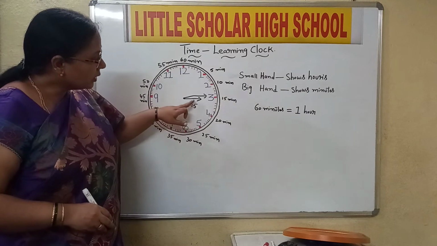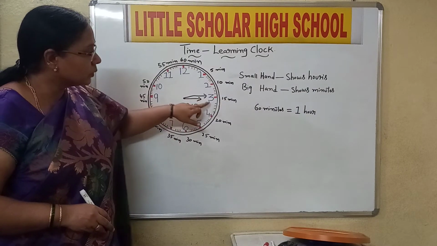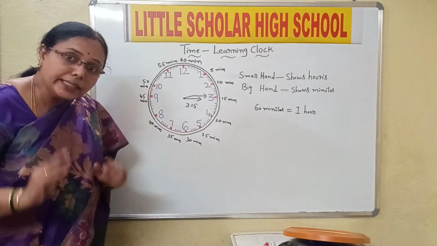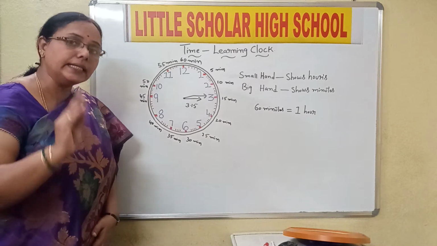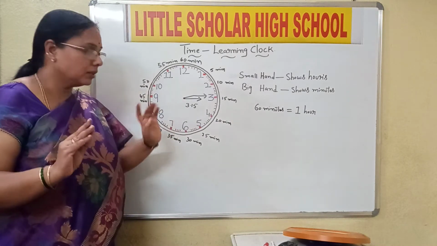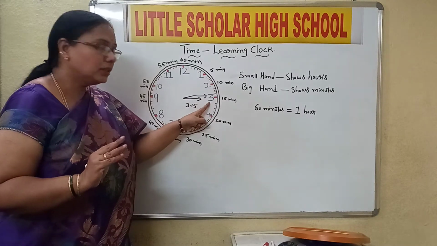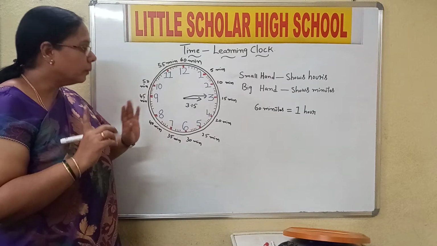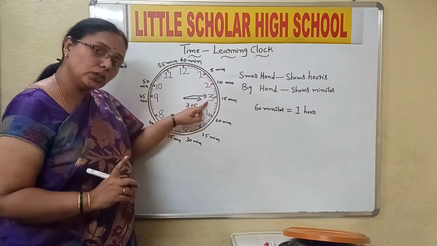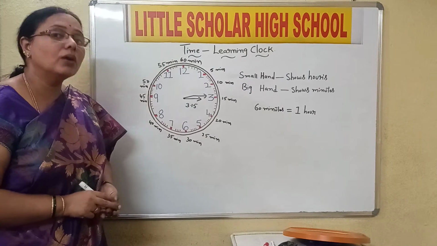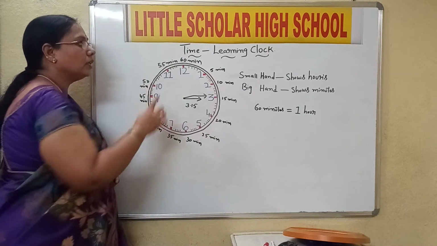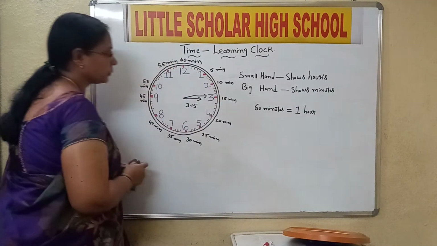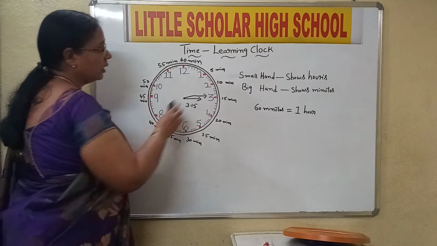So, now where is the small needle, children? The small needle is towards 3. And the big needle is also towards 3. What does the small needle indicate? The small needle indicates hours, that is 3. But where is the big needle? The big needle is also towards 3. That means what is the time now? Quarter past 3. Okay. Now you see, where is the big needle? On the 3.